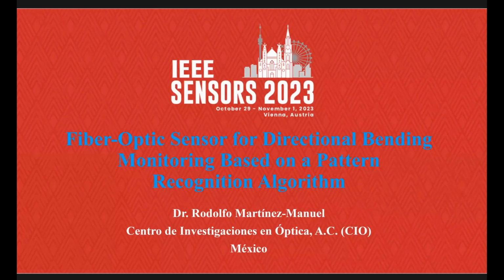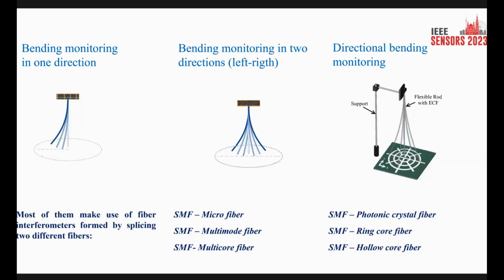To present our work, which is a fiber-optic sensor for directional bending monitoring based on a pattern recognition algorithm. This is something we proposed, a different method to do it. In fiber sensors, we have several works where you can do this bending monitoring, but the novel side of this is the implementation of pattern recognition. Okay, allow me to go straight to the introduction.